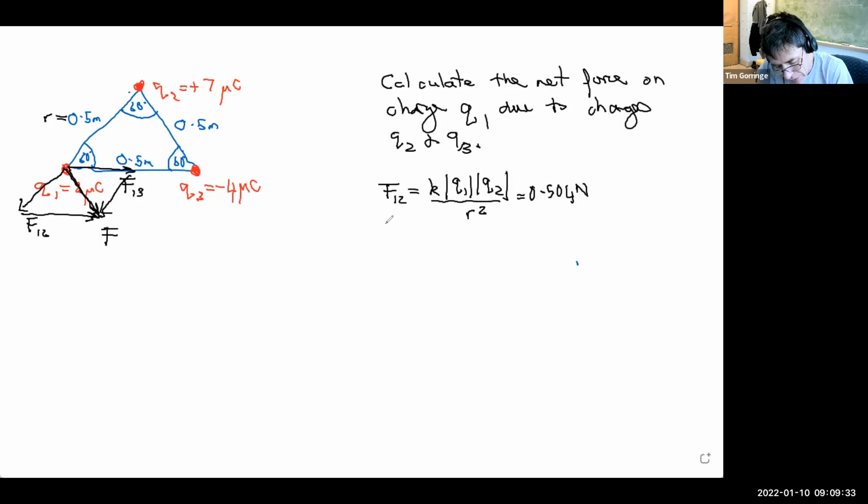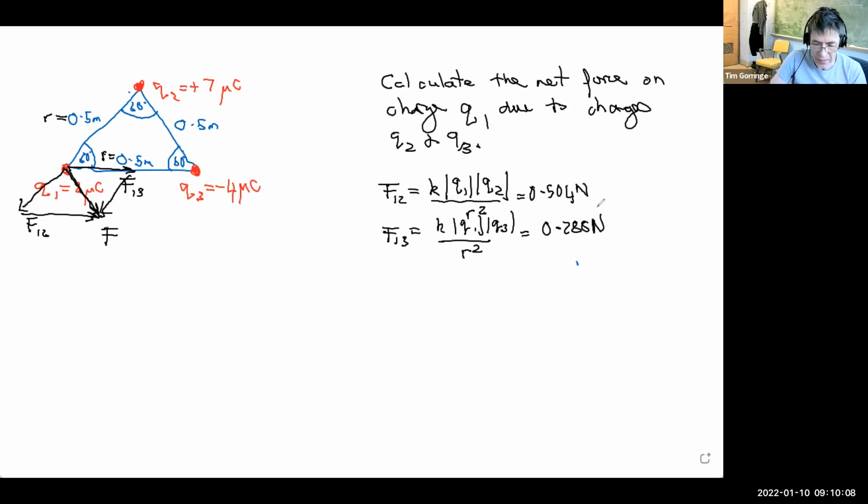And so that's the strength, only the strength, of force F12. I can do the same thing for the second force, the interaction between charges 1 and 3. Again, by Coulomb's law, it's just the Coulomb constant times the product of the charges divided by the square of the distance between the charges. Again, that's 0.5 meters. And if I fill in those numbers, I already worked this out, I got 0.288 newtons. And so that's the strength of the second force.